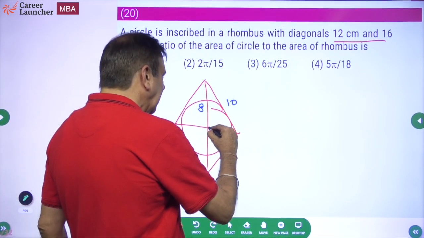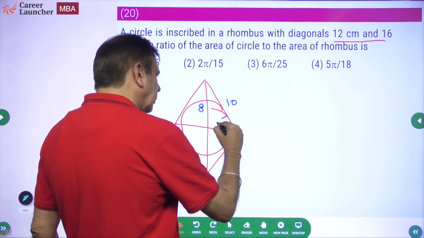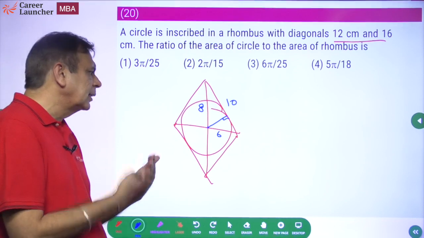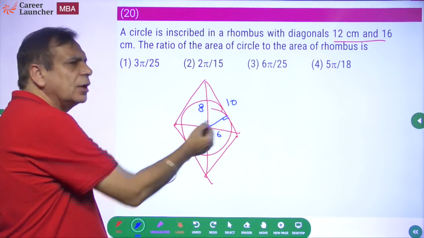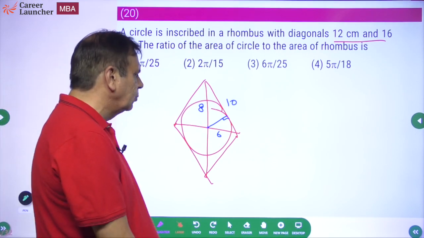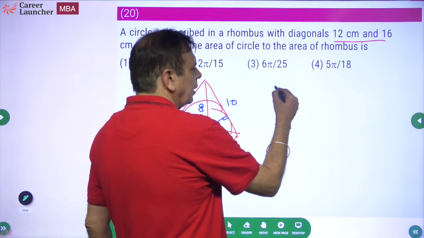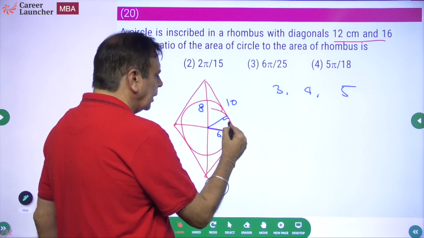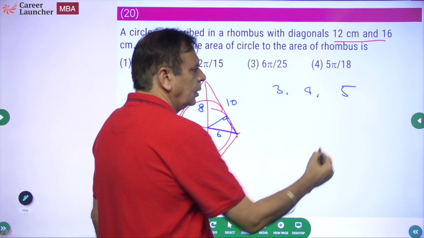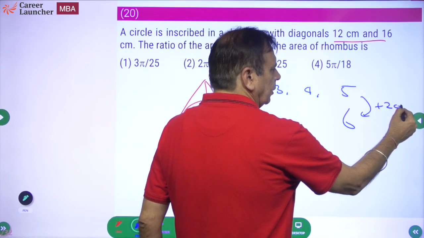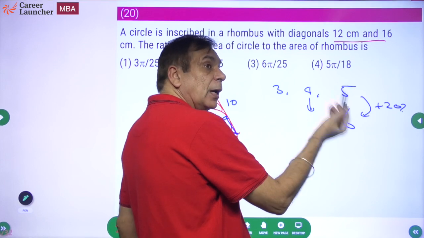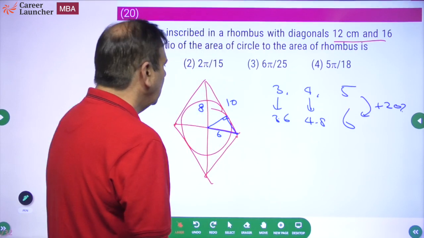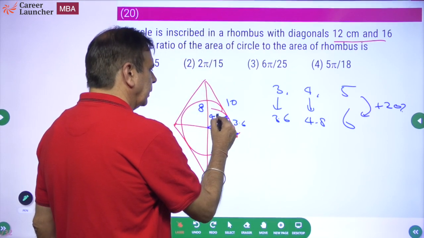Now, if I draw a perpendicular from the point here, will this also not be a right angle triangle? This will also be a right angle triangle because this particular side is tangential to the circle. Now again, 3, 4, 5 is a Pythagorean triplet. Is this not a Pythagorean triplet with 6 as the hypotenuse? If 6 is the hypotenuse, this is plus 20%. So instead of 4, we should have 4.8, and instead of 3, we should have 3.6. So this is 3.6 and this is 4.8.